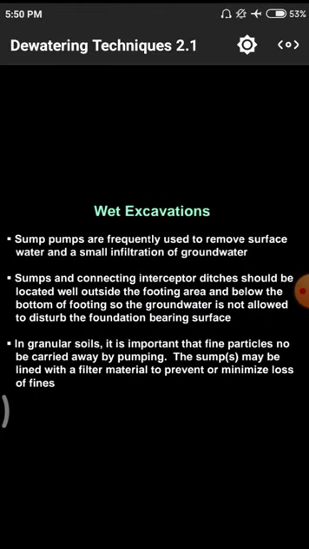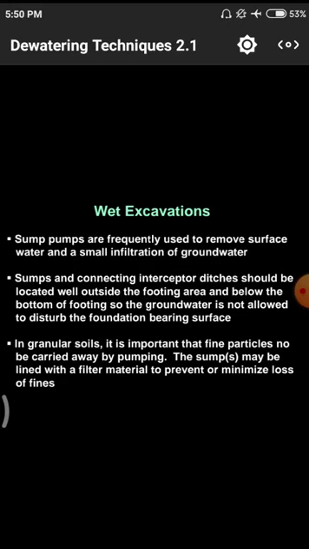Next one we have is the wet excavations. Wet excavation means a particular quantity of water is available while we are doing these excavations. Sump pumps are frequently used to remove the surface water and a small infiltration of groundwater. That means these sump pumps are used in these particular wet excavations.